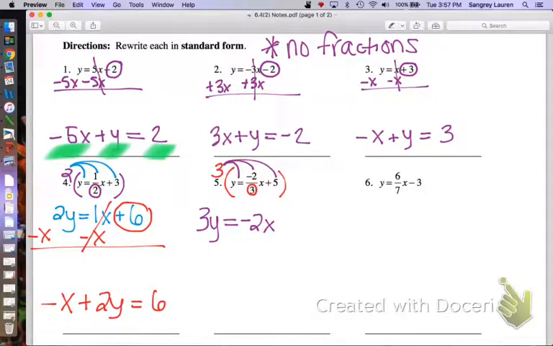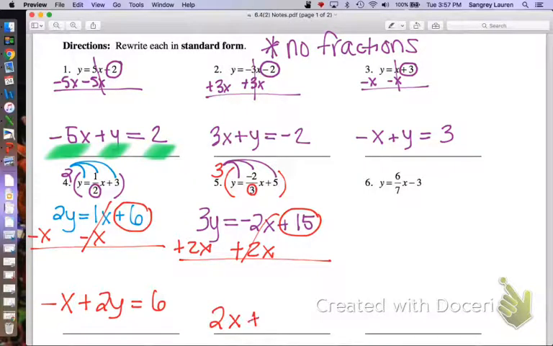Those of you that remembered your calculators, please feel free to put your fractions in your calculators. Just make sure you use parentheses. And then the last term, 3 times 5, is 15. Now again, the goal is for this positive 15 to be by itself. So to do that, we have to get rid of the negative 2x. So I'm going to add 2x to both sides. We want the x's written first. So we have 2x plus 3y equals the 15.